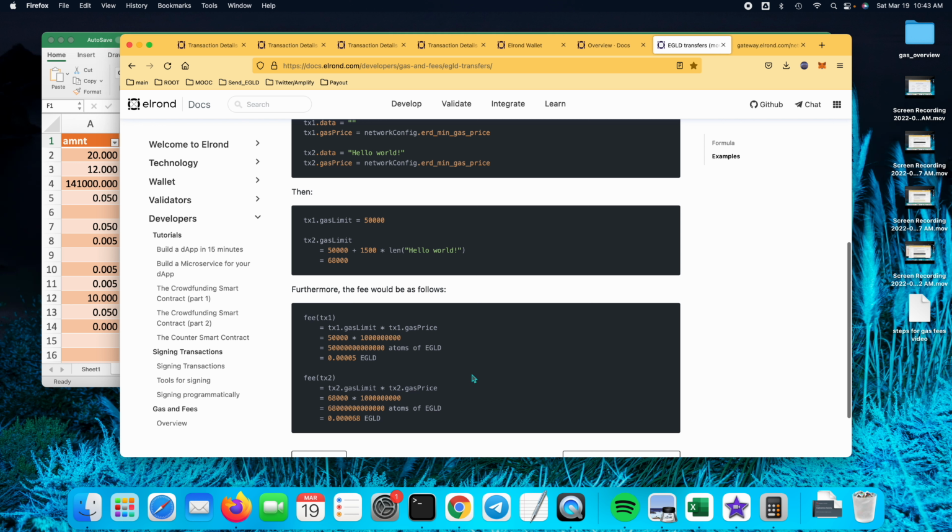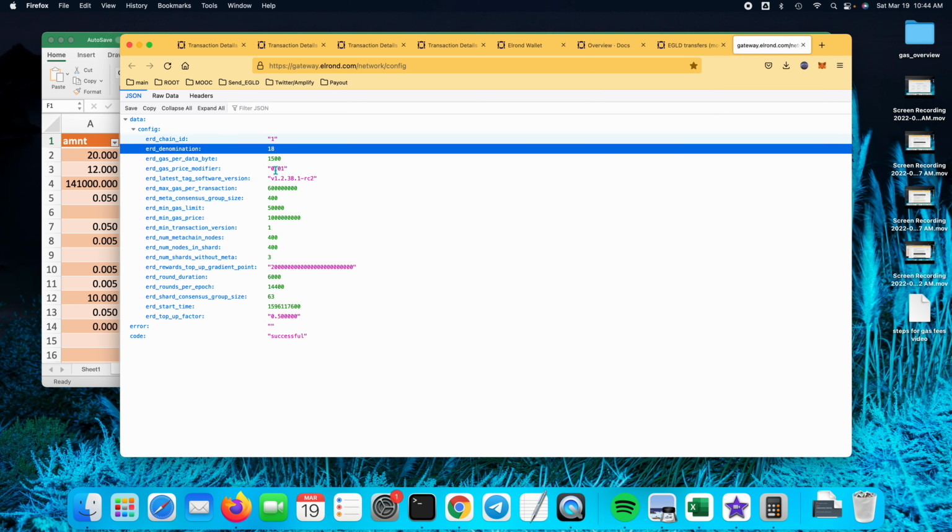And so if you do the calculation, if you multiply this number right here times 1 times 10 to the negative 18th, you will get this number right here. So that's what that means: how far down an EGLD can be broken down, and also what the number is that represents 1 EGLD.